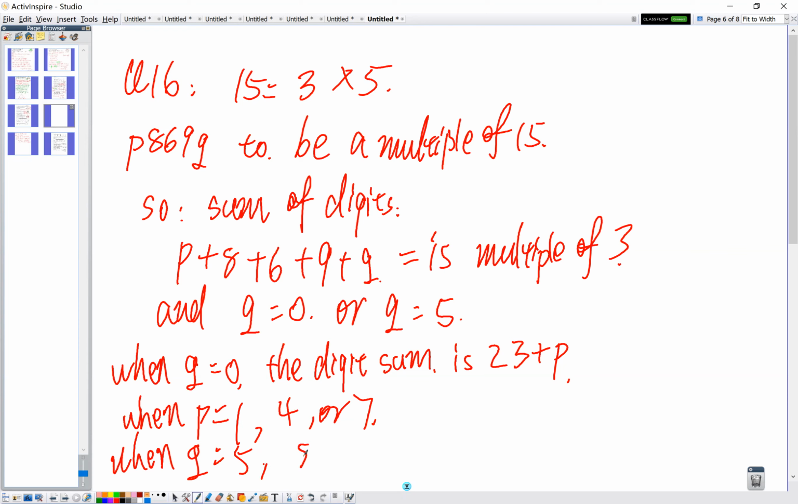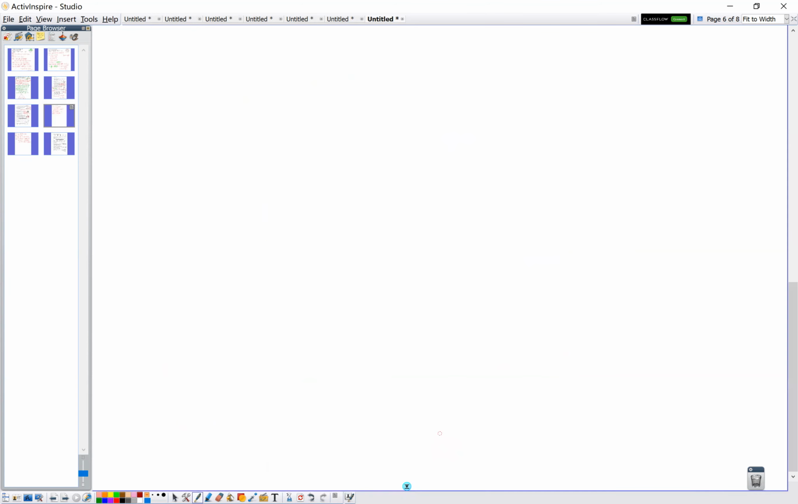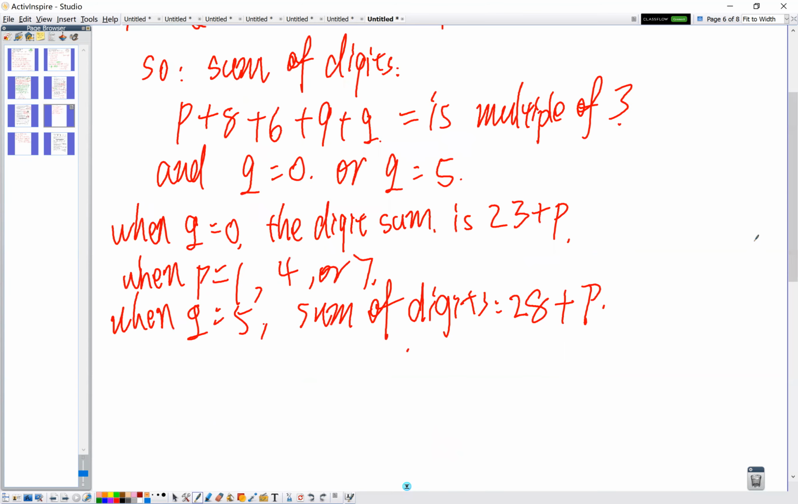And the sum is how much? The sum of the digits is 28 plus P. 28 plus P, you make a multiple of 3. The nearest one is 30. So for that reason, when P becomes which number? P becomes 2, or it could be 33, so P becomes 5, or it could be 36, 28 plus 8. So P could become 8.